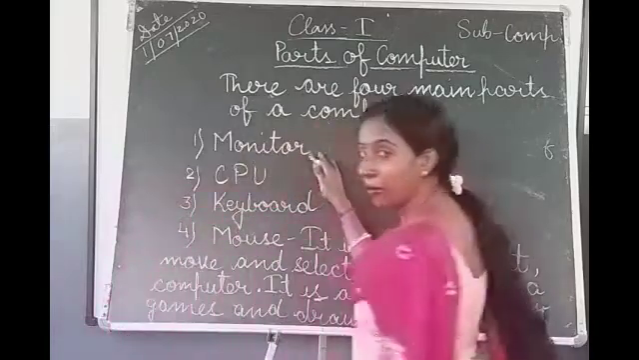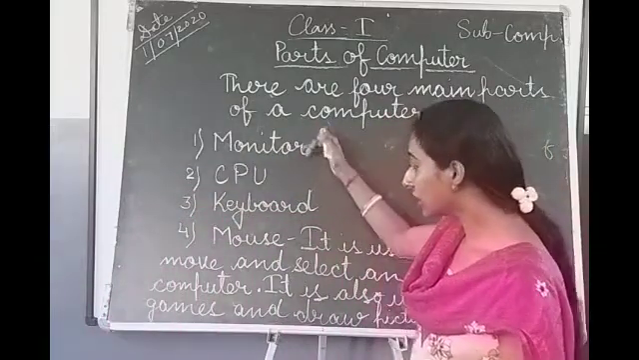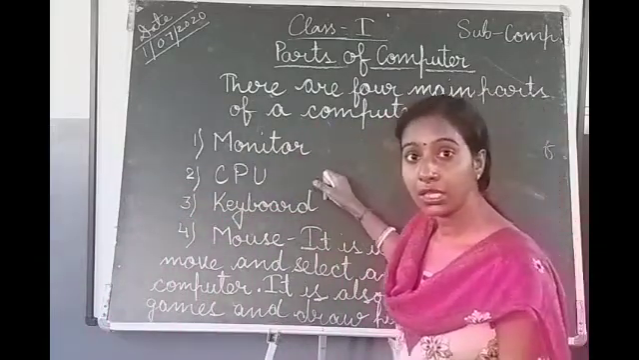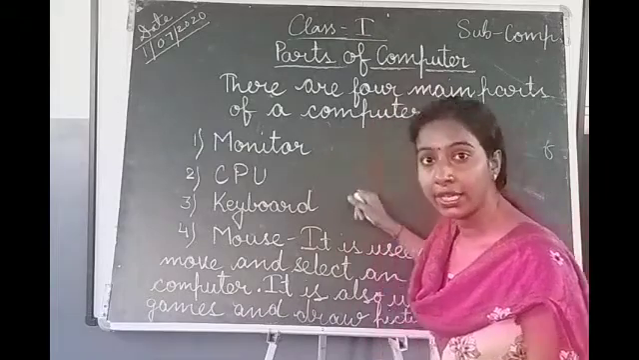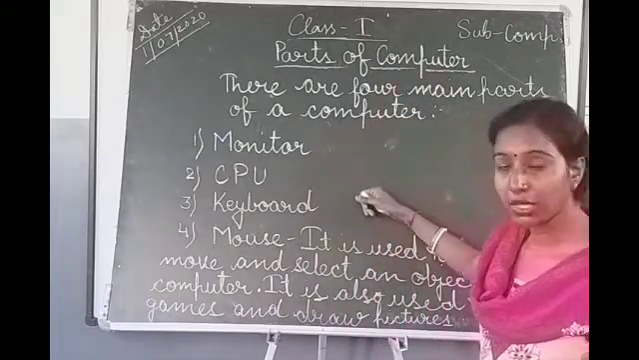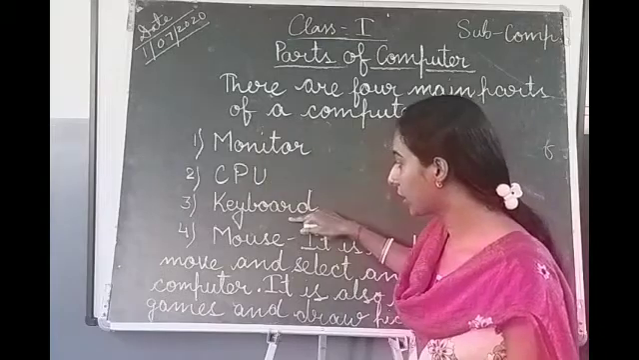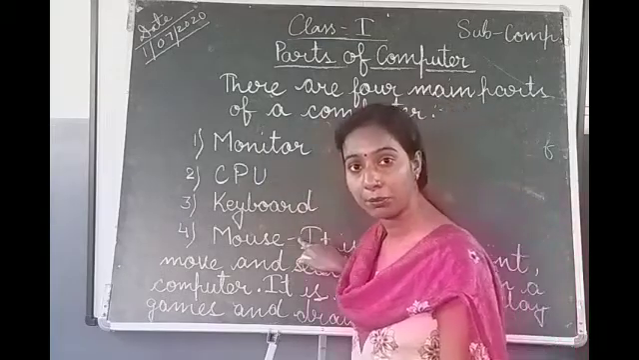These are the four main parts of a computer. Without these four main parts, a computer cannot perform any tasks. What are the four main parts of a computer? Monitor, CPU, keyboard, mouse. These are the four main parts.